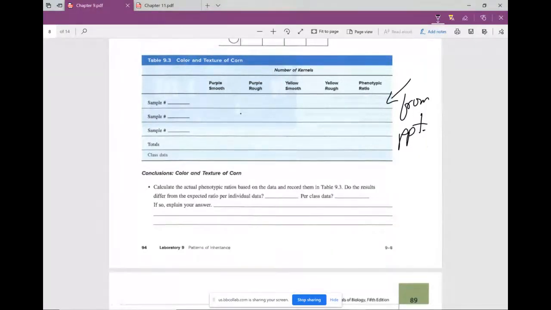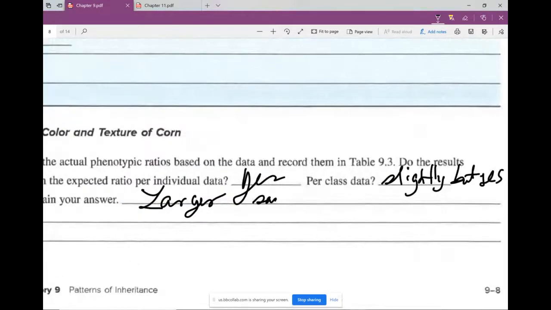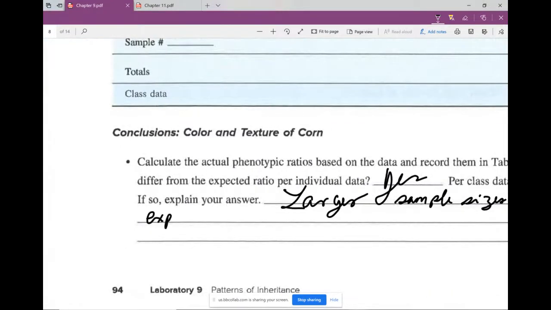Now, calculate the actual phenotypic ratio based on the data and record them. Do the results differ from the expected phenotypic ratios? Yes. Per class data, slightly, but yes. Remember, larger sample sizes approach expected ratios.